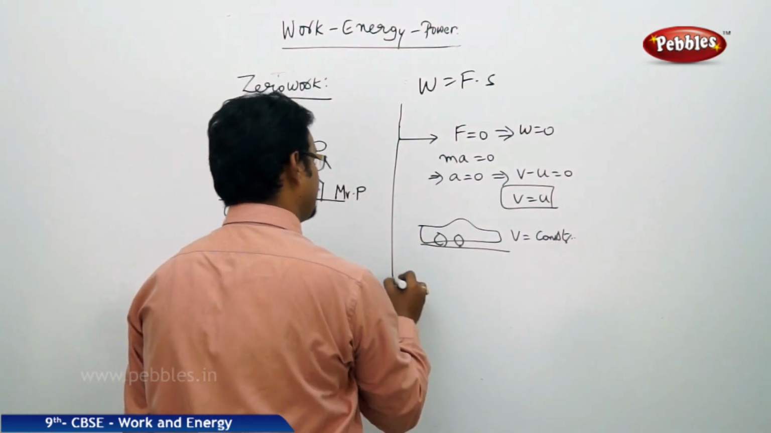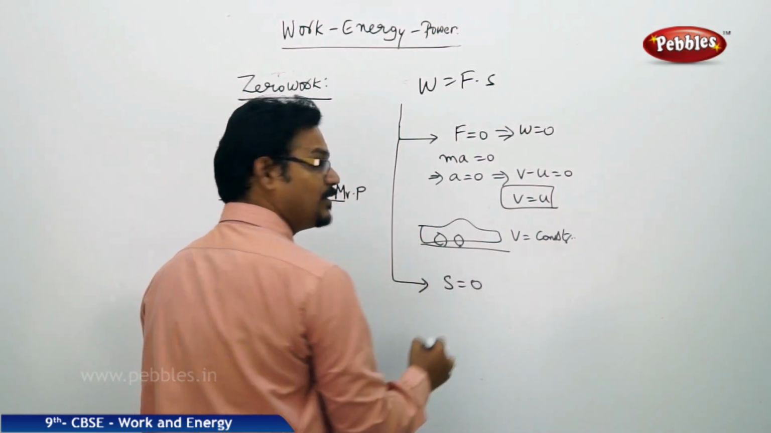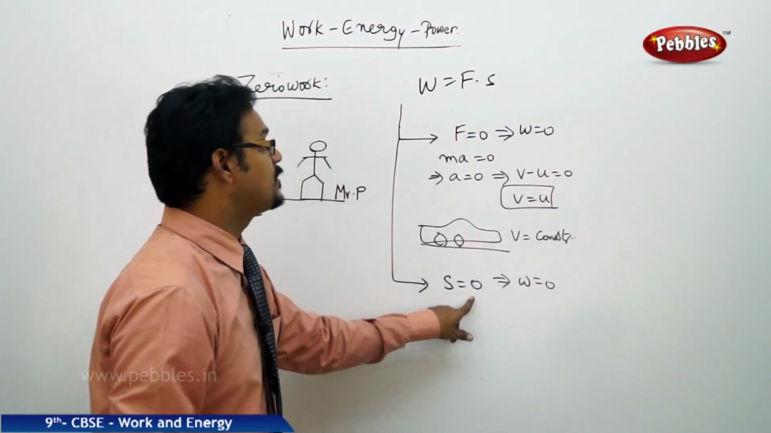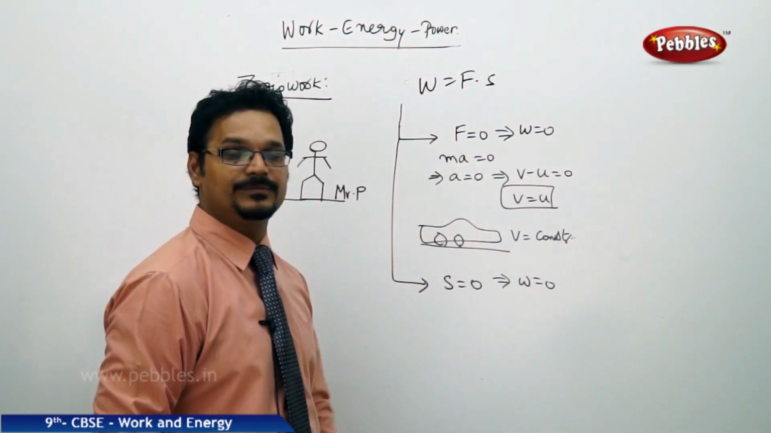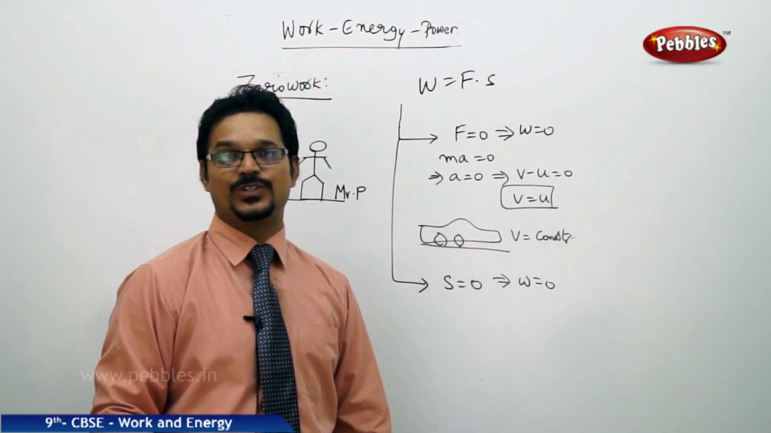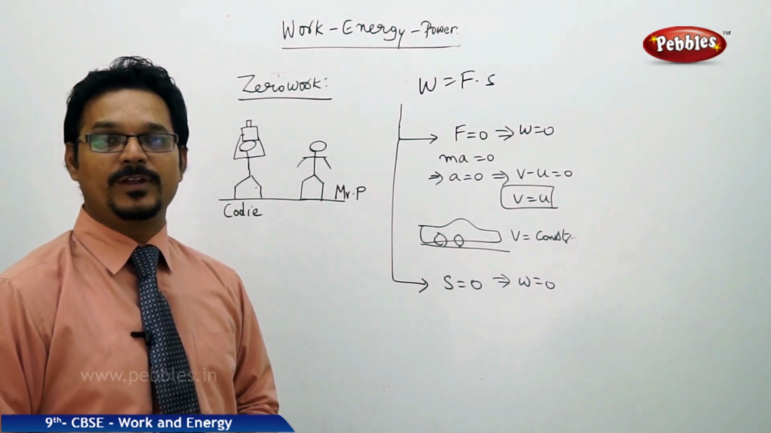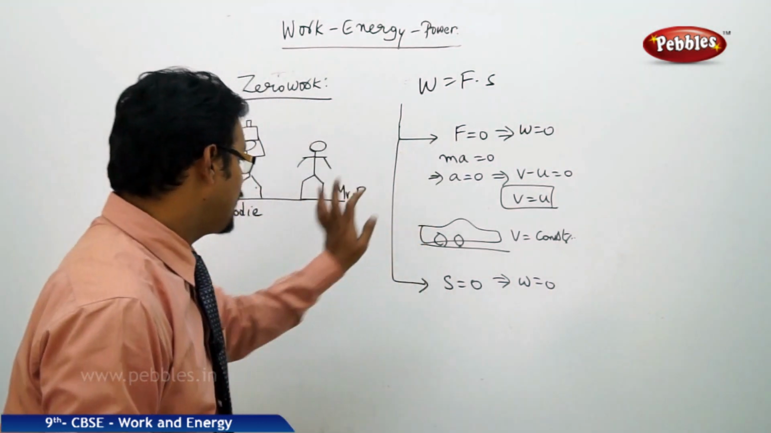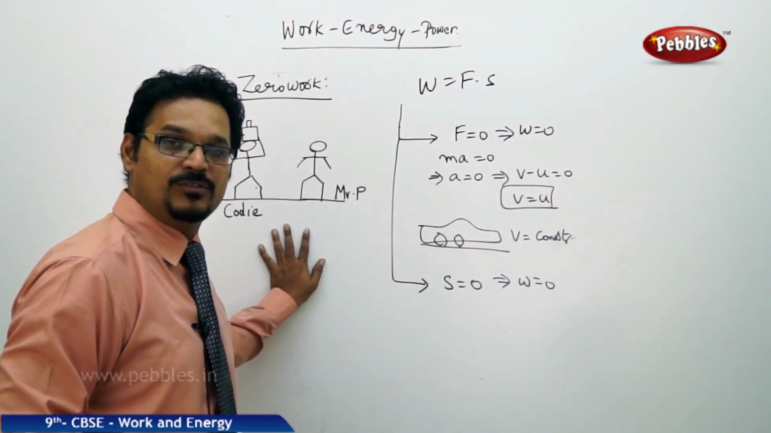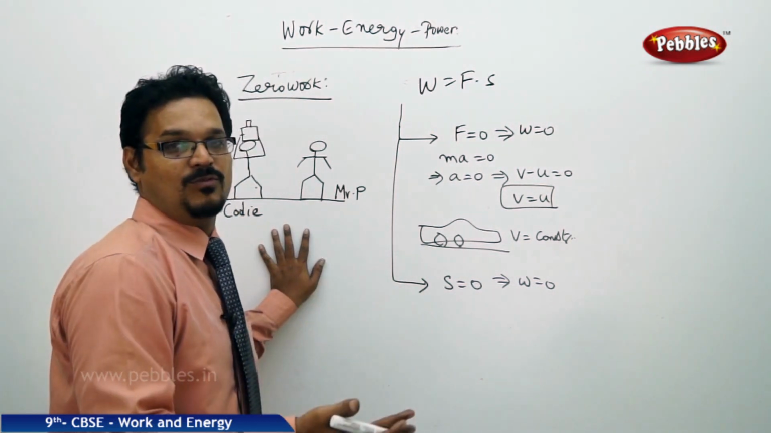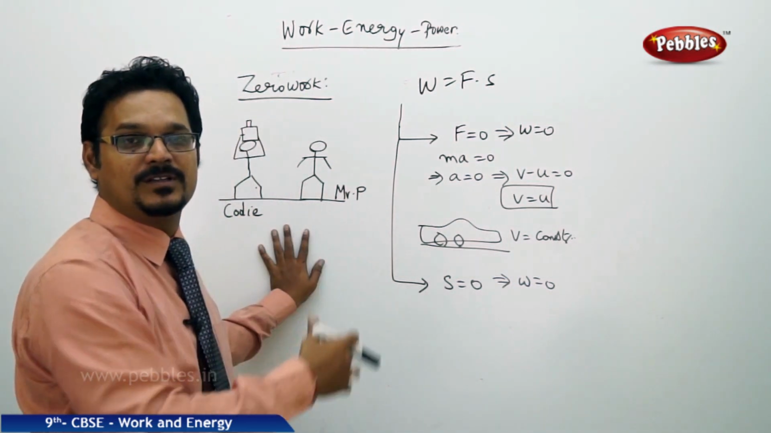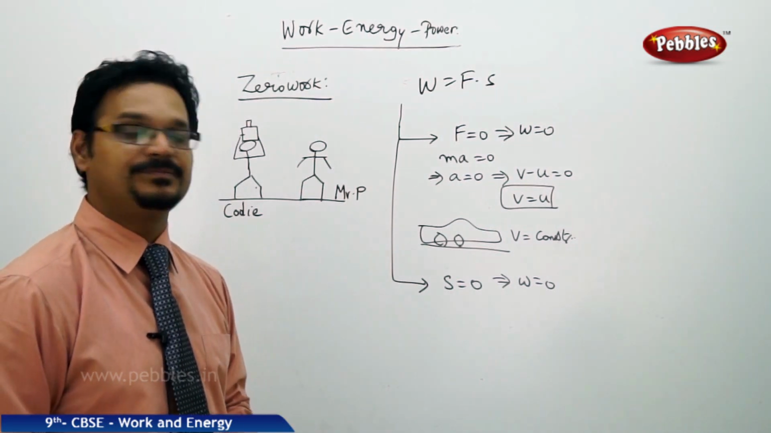Now the second one: when displacement is 0, s equals 0, there also work equals 0, because keep s equal to 0 here, W equals 0. But F is not 0 here. It means you are applying the force, but the body is not moving. For example, you are looking at me, I am applying force on the board, with my hand. But do you think the board is moving? No. So force is applied, but there is no displacement. Then we say the work done is 0.